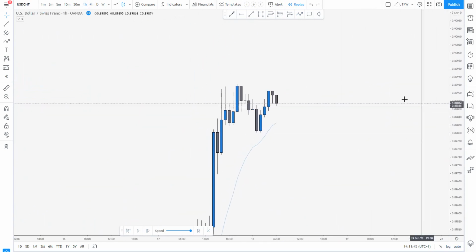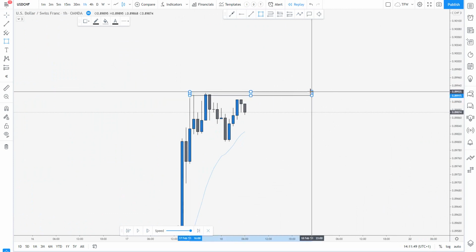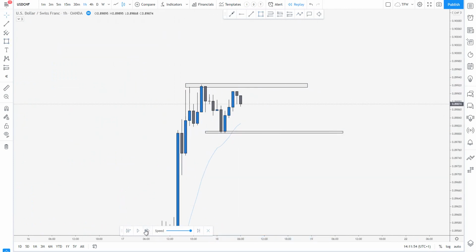What is my major structure? Major structure on the hourly time frame, which is actually minor structure on the hourly. So we're failing to break above. But where is the structure? Right there. Let's see what happens.